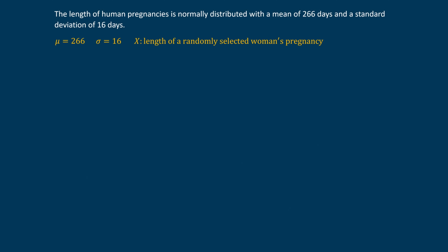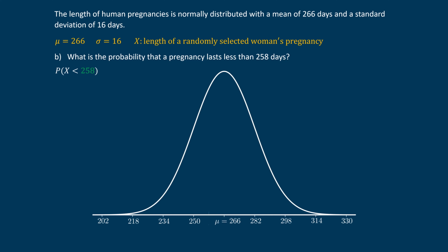The next question we want to answer is, what is the probability that a pregnancy lasts less than 258 days? Using probability notation, we write this as the probability that x is less than 258. As we did before, let's graph the normal curve and label the x value and boundary at 258. In this case, since we have a probability of the form where x is less than some specific value, we'll shade the area to the left of 258.